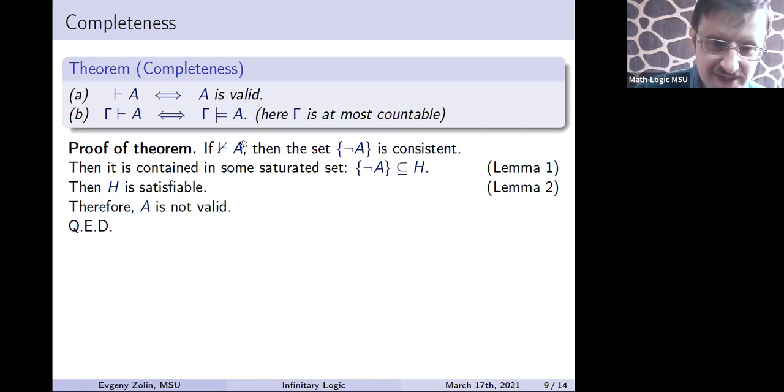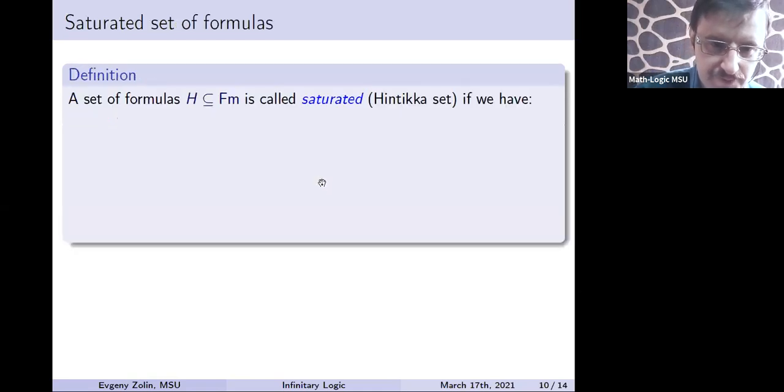So this proof is the standard one. We only need to give the definition of what a saturated set is, and why every consistent set is contained in some saturated set, and why every saturated set is satisfiable. Where is the trick? The trick is in this definition of saturated sets.